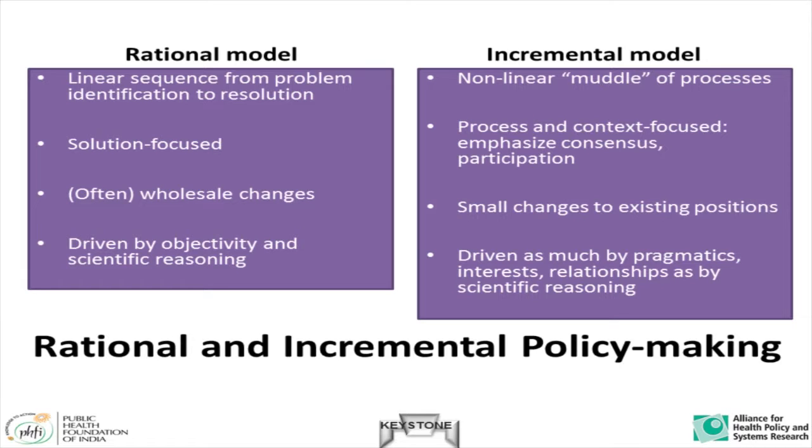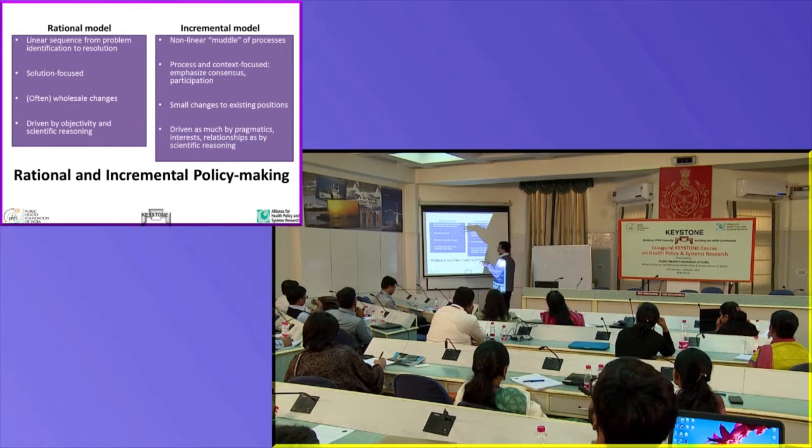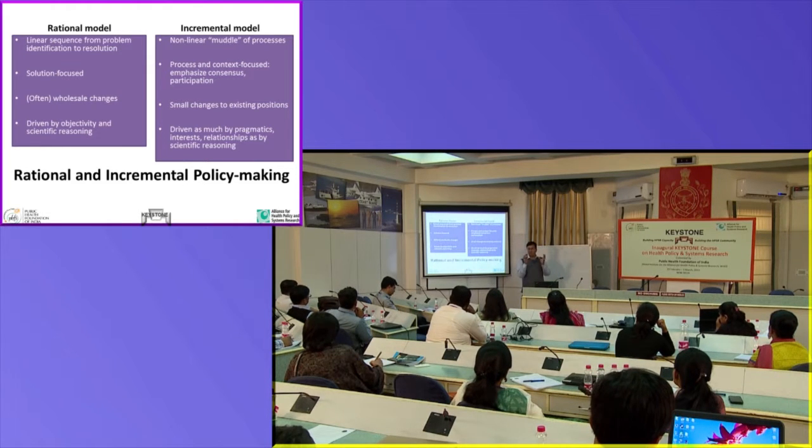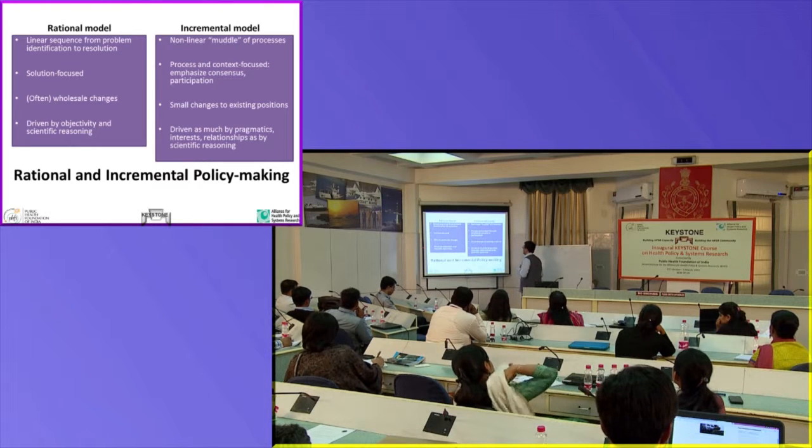There's an entire industry of research that suggests that a particular solution for health system problems can be generated through good research, social experimentation, using randomized methods. You can say that getting teachers to clock in at schools is the solution for why schools don't work well. So that's an extreme example of a rational model. Obviously, most models aren't that extreme, but they focus on the solution. They don't focus on the process. They often recommend wholesale changes. A rational model suggests a wholesale change, driven by objectivity and scientific reasoning.